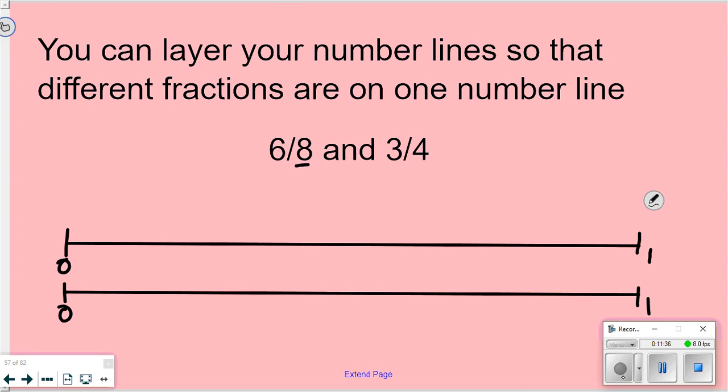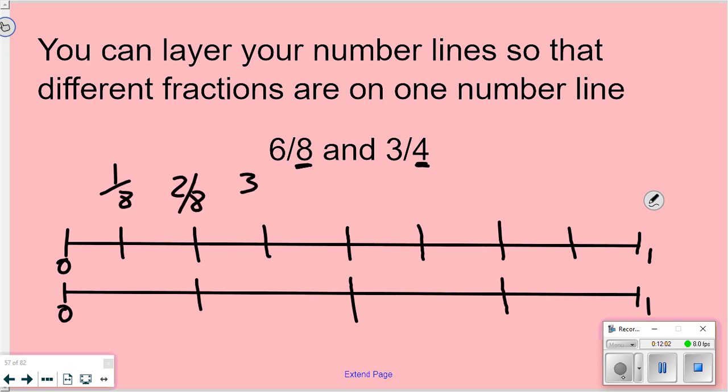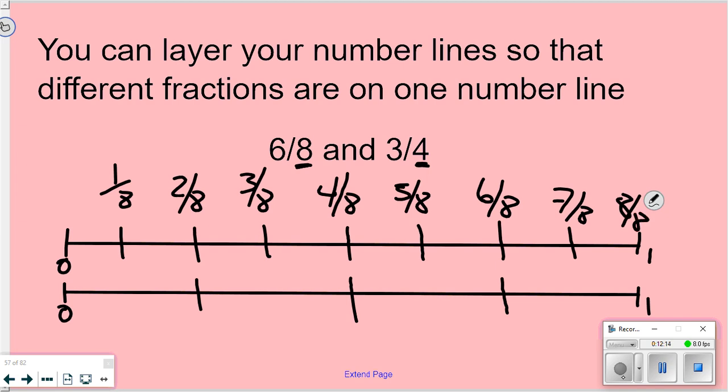Remember, if I'm dealing with even numbered denominators, I can split in half first. If I'm doing 8ths, I can do halves again, and then halves again. Oh, that got really crazy.